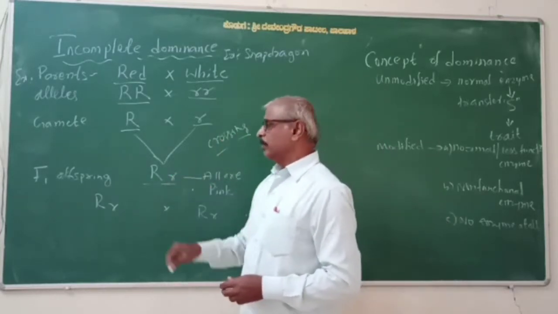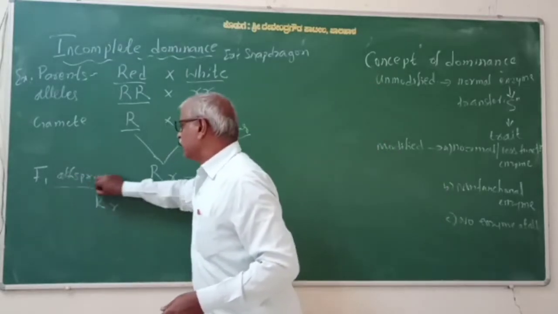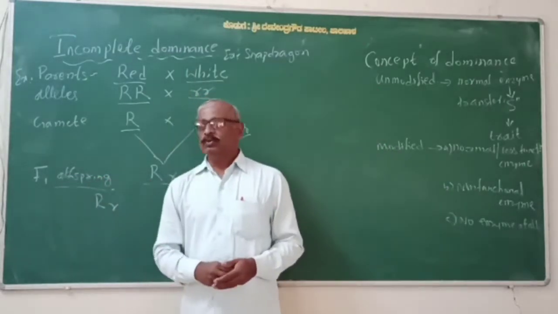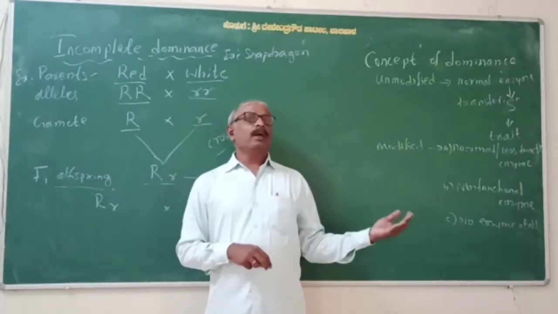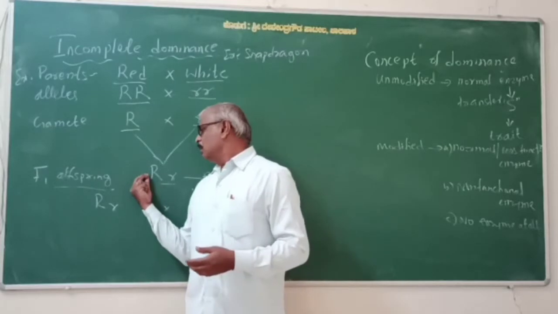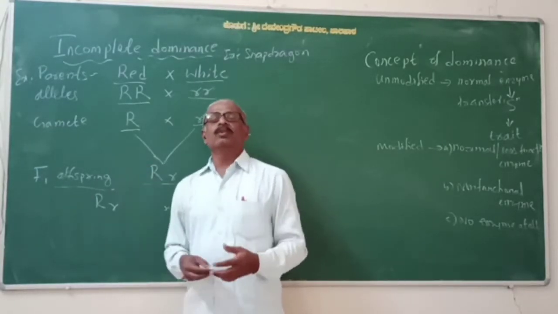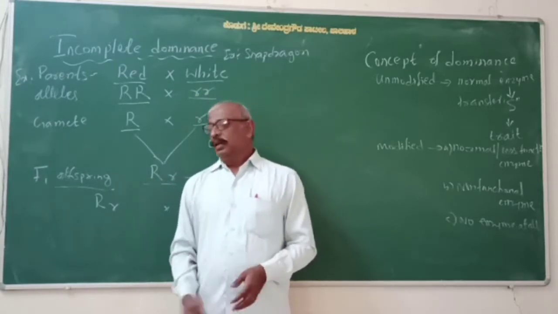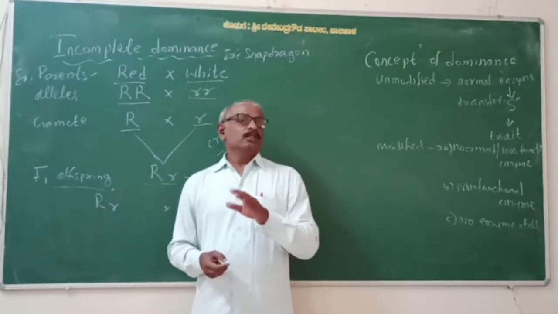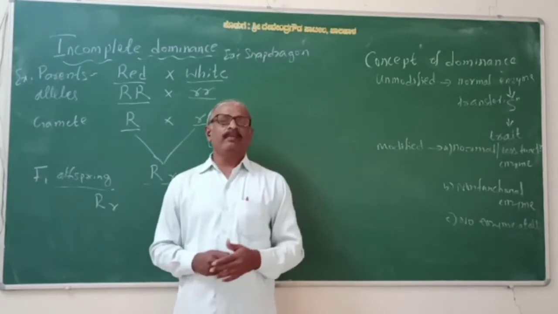Genotypic combination, the genetic constituent. In the F1 offspring, with capital R small r, normally according to Mendel's law, when the dominant is present, all must be red colored flowers. But here in this example, it is deviated from Mendel's laws.